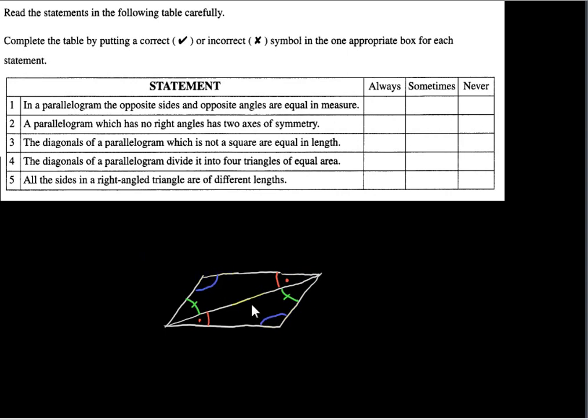But these are a pair of opposite angles. So opposite angles of a parallelogram are equal. And it's very clear that these two together equals these two together. So here's another pair of opposite angles. They're equal.